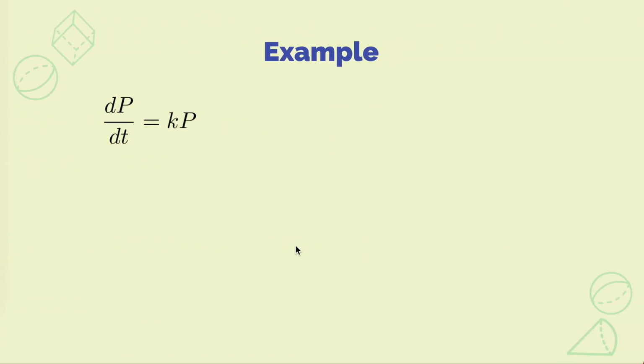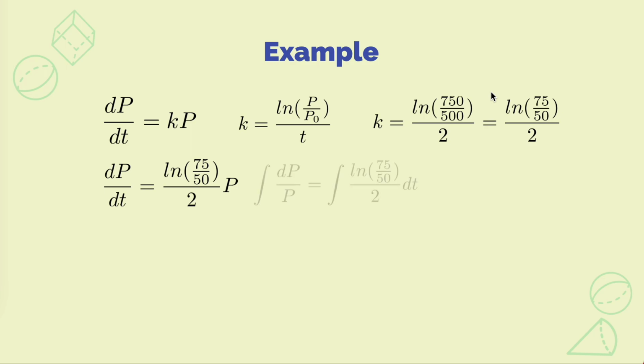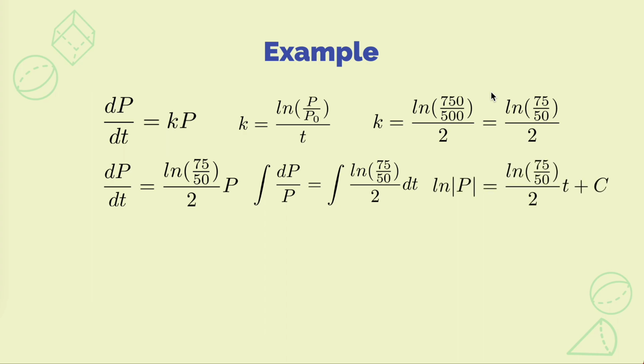Alrighty, so we start off with our population model. We compute our proportionality constant by taking the initial population of 500 and having it divide into 750, which is the same as the natural logarithm of 75 over 50 divided by 2. So that's our proportionality constant, giving us this as our differential equation. Now, if we separate variables and integrate both sides, we're going to arrive at a solution very similar to the one we had before. The natural logarithm of the absolute value of P is equal to ln of 75 over 50 divided by 2, t plus C.